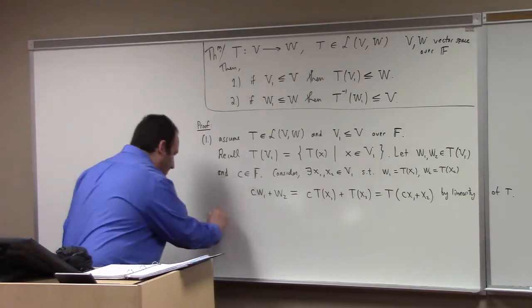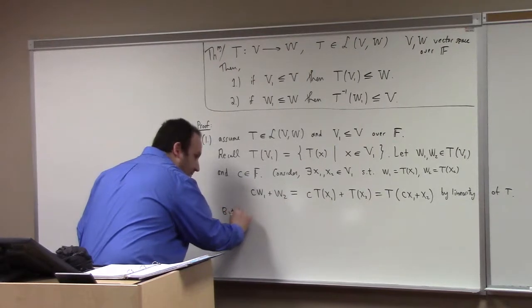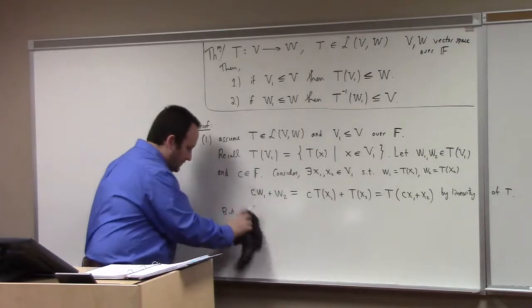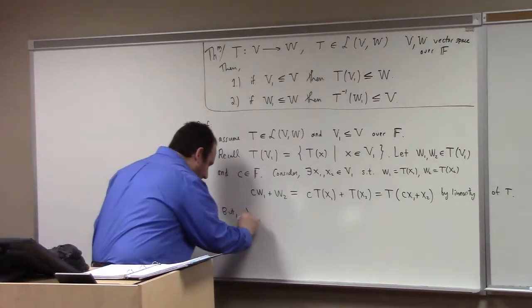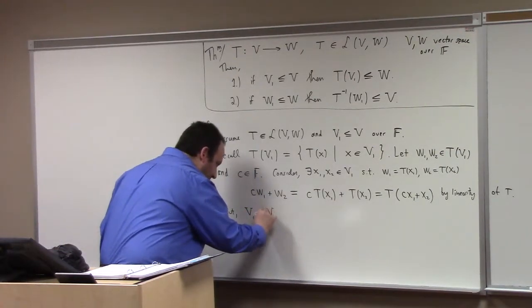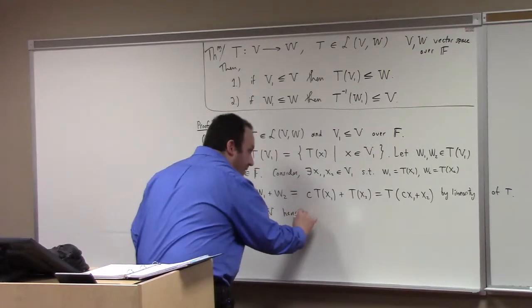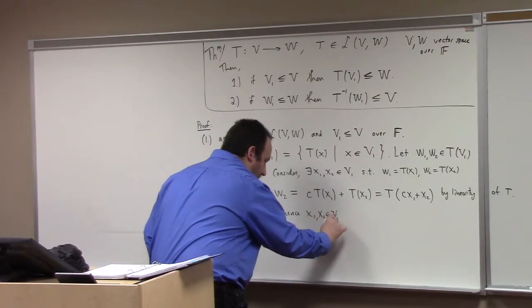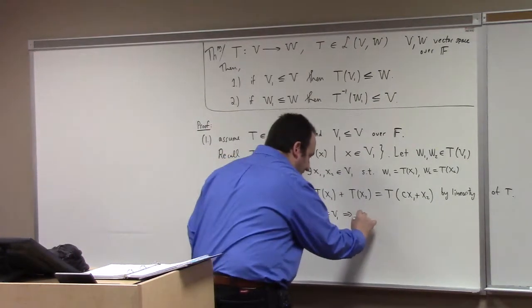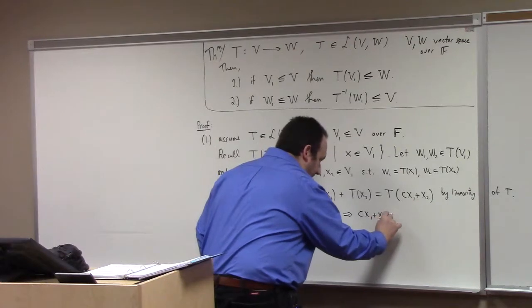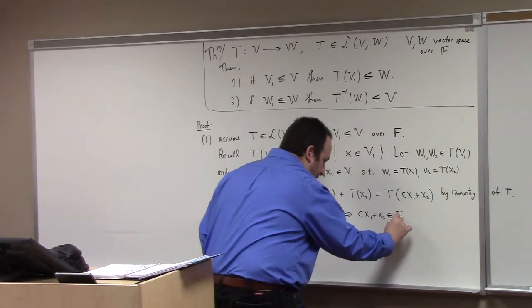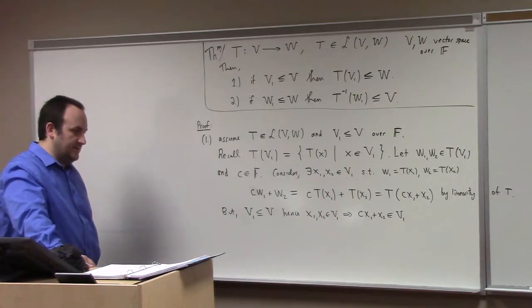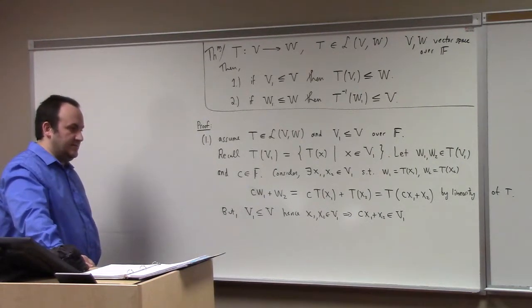But V1 is a subspace of V, hence x1, x2 in V1 implies that Cx1 plus x2 is also in V1, because it's closed under scalar multiplication and addition. It's a subspace. And what does that tell me?